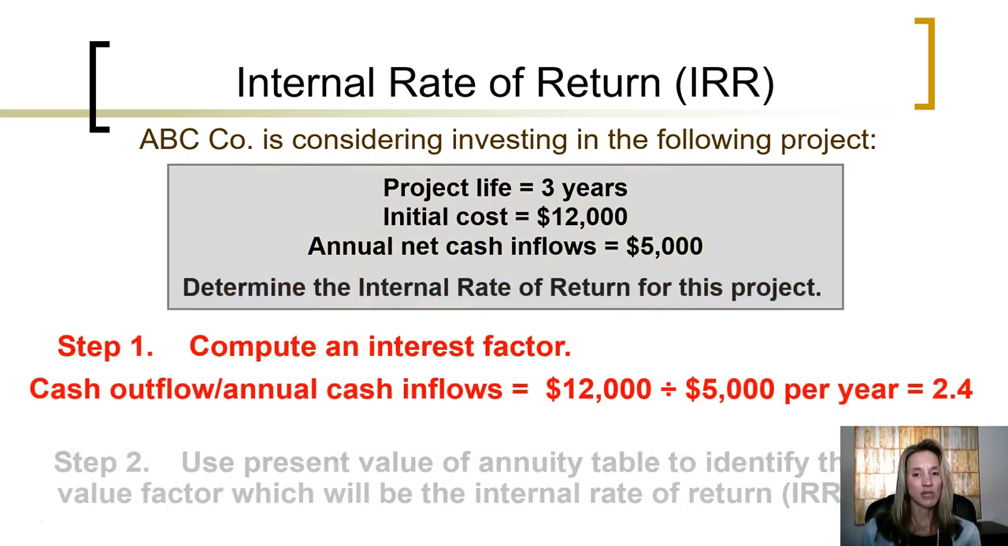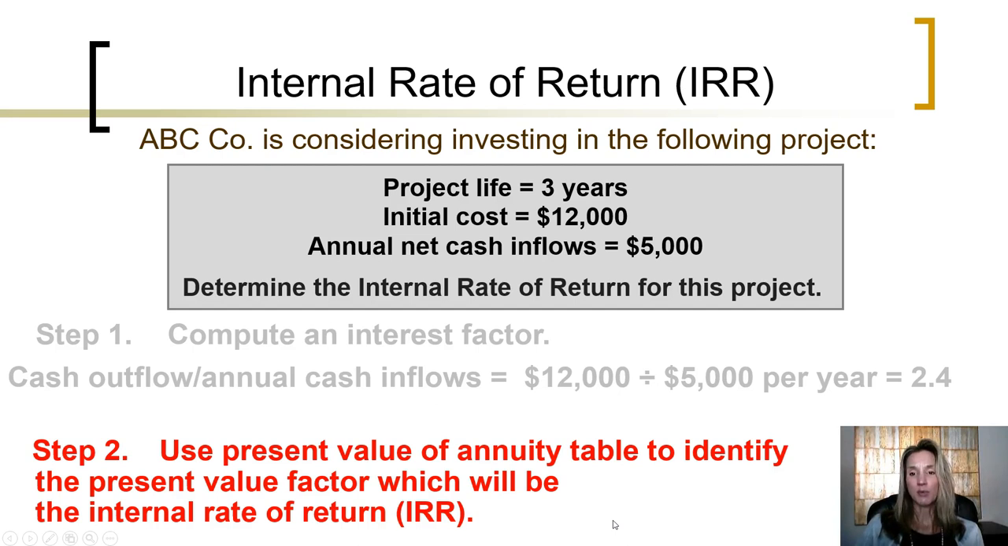Step 1 is to compute an interest factor. To compute the interest factor for this project, we are going to take the amount of cash outflows and divide by the amount of cash inflows. The initial cash outflow is $12,000, or the project cost, and the cash inflows are $5,000 per year. So the interest factor is 2.4.